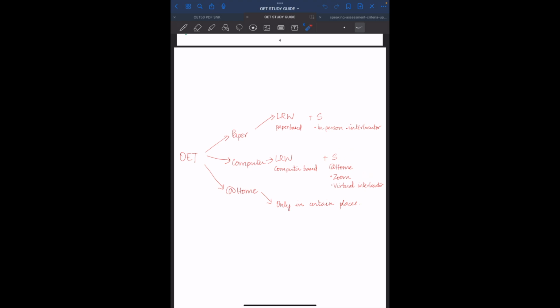So the third mode of delivery is at home. It's only available in certain places, not even available in the US, so I didn't even look into it. Available in certain countries that don't have a Prometric center, from what I understand.